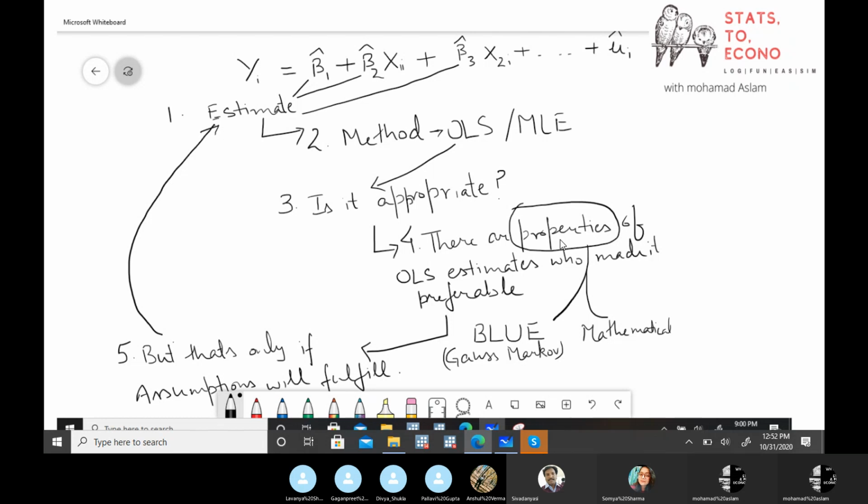Today it's already 2 hours, so I'm tired. Let's take it in another class. These properties, the BLUE properties, I'll give you both solutions, for bivariate as well as for matrix. Although I only prefer matrix, I'm just doing bivariate.